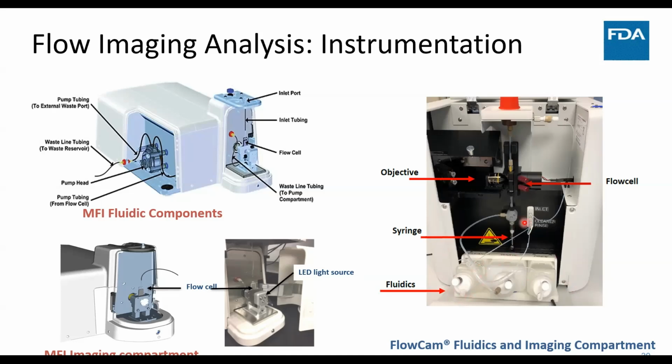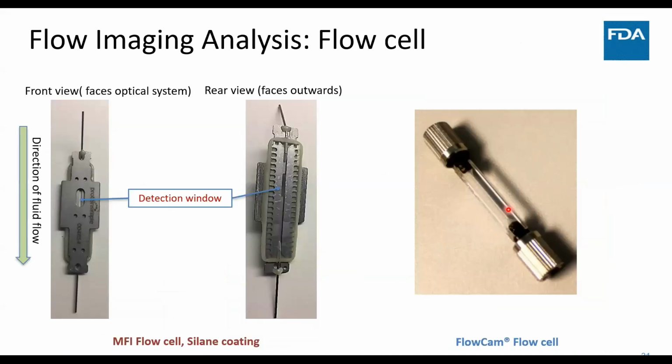We have our fluidic system, our syringe and our pumping cell, our flow cell, where we are detecting our particles, but right by the flow cell, you see our optical system, which is our cameras and our lighting system that takes multiple images per second as our samples move through our flow cell. So as you can see, this is quite a simple technique in terms of how it operates. These are images of the different flow cells that come from different manufacturers. On the left is the MFI flow cell. On the right is the FlowCam flow cell.